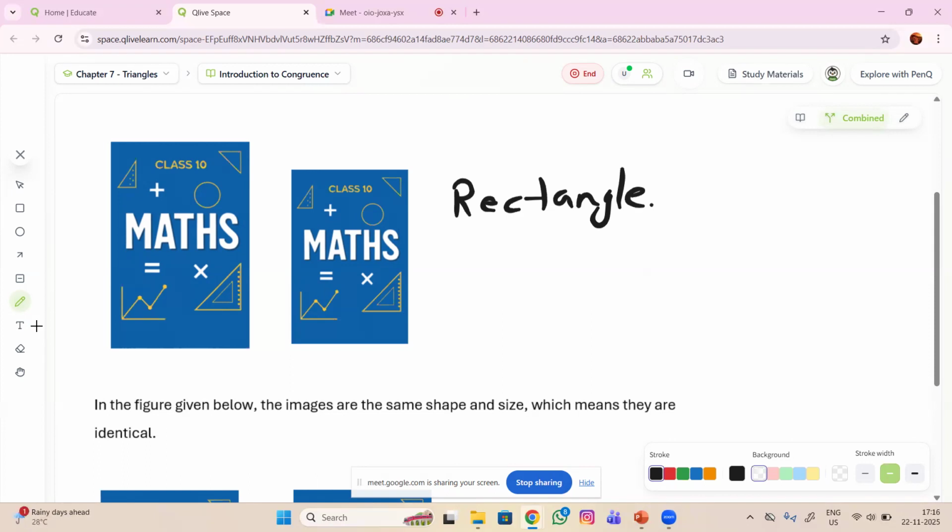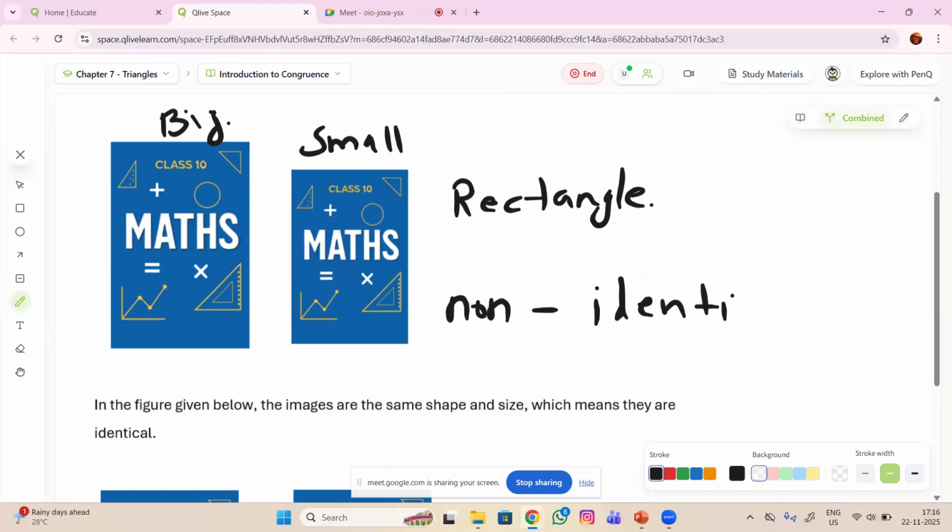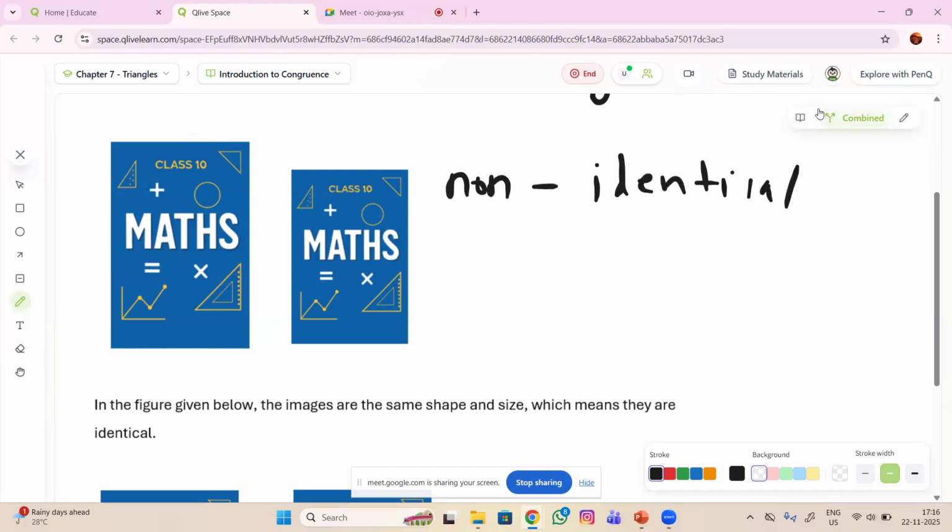But are they identical? No, because the first one is bigger and the next one is smaller. So shape-wise it is equal, but size-wise they have some difference. So we conclude that they are not identical, which means these are non-identical. Is it clear? Yes. Then let's go to the next section.